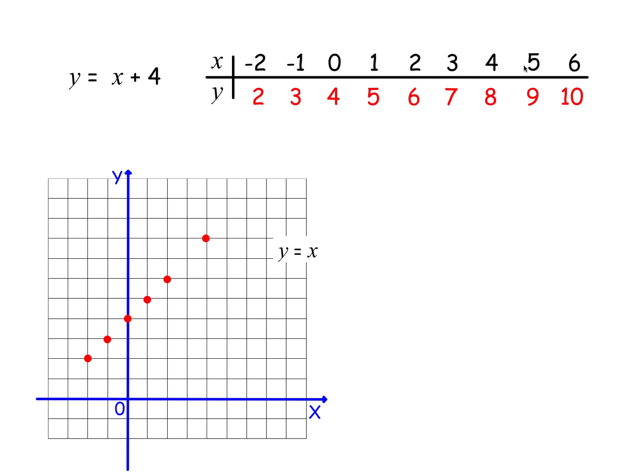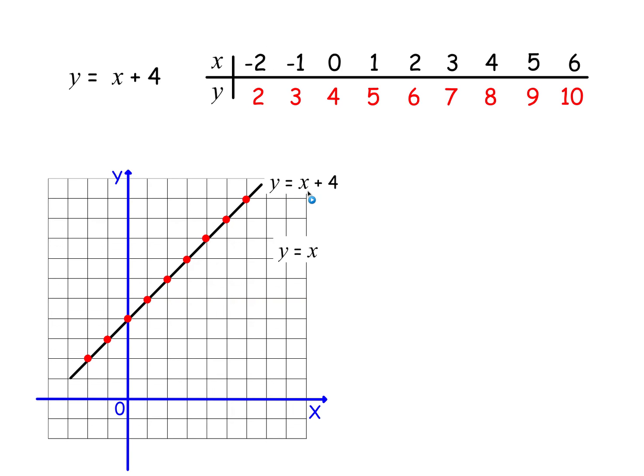The line is a straight line. Missed a point, there it is. So that's the line y equals x plus 4. Every point in that black line fits the description. The y coordinate is the x coordinate, add 4.